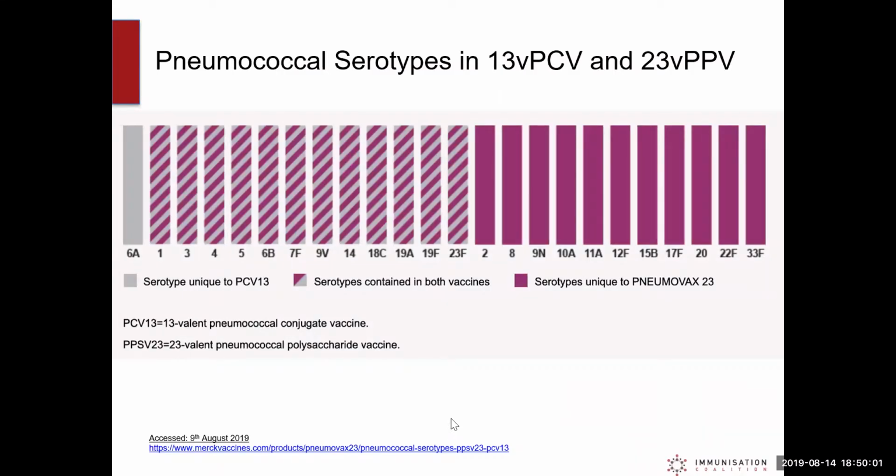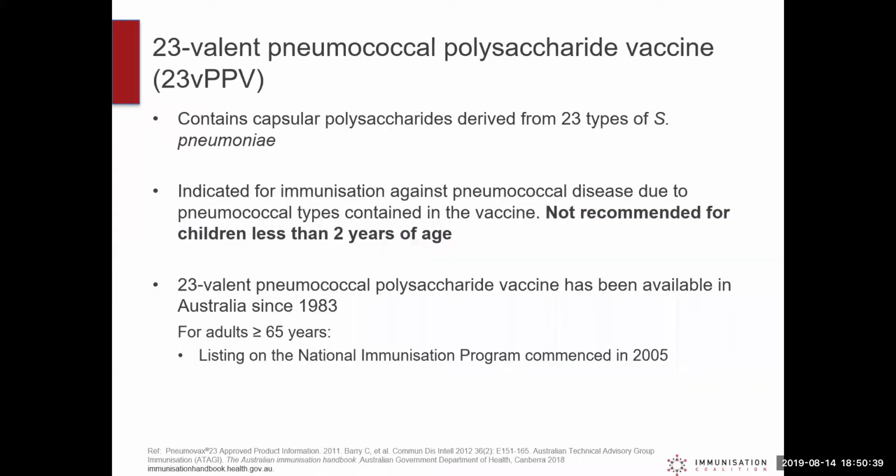So you can see that the 6A serotype is unique only to Prevnar 13. The serotypes with the stripy bars are serotypes in both Prevnar 13 and Pneumovax 23. And the solid purple bars are serotypes that are unique just to the 23-valent vaccine. So this is a really great table, download this and stick it up on the wall. Fantastic. So 23-valent means that it provides protection against 23 of those 90-odd serotypes of pneumococcus.